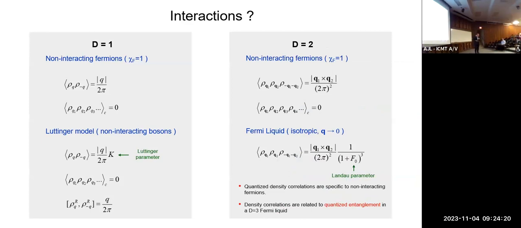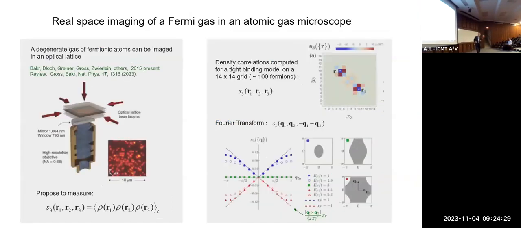Interactions. So this is for non-interacting electrons. With interactions in a Fermi liquid, it'll be modified. Okay. Could it be measured?